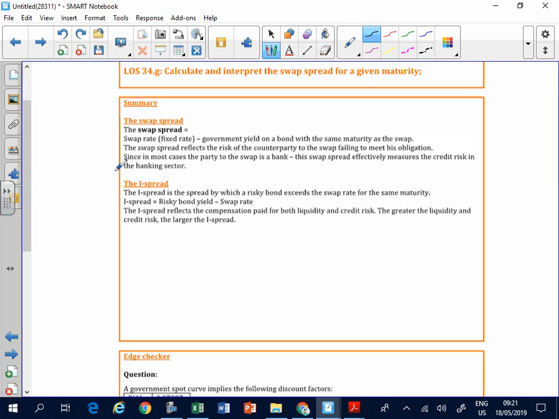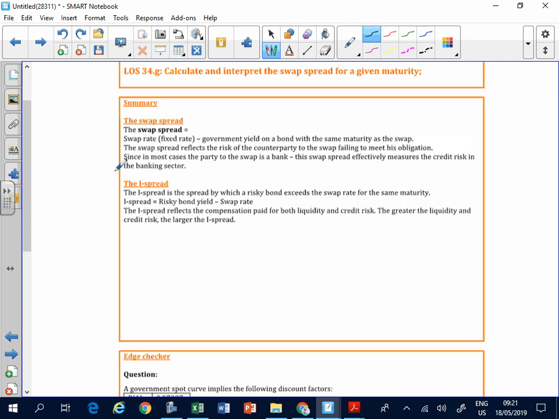Now, I spread. Sometimes you may find that I want to calculate, say, an 11-year swap spread. I've got an 11-year bond, but I may not have an 11-year swap. Everyone happy? So how do I determine what the 11-year swap rate will be? I'm going to interpolate. If I know what the 9-year swap rate is and say the 12-year swap rate is, I can interpolate for the 11-year swap rate. Make sense?